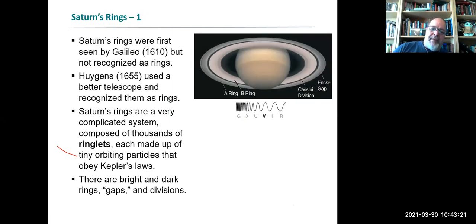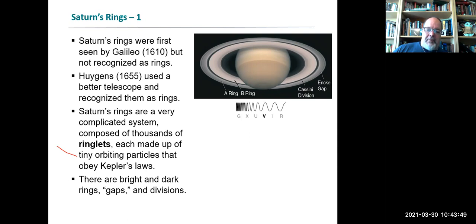Saturn's rings were first seen by Galileo in 1610, but not recognized as rings for a long time. In fact, it wasn't until Maxwell, I think, died in 1855, 1835, somewhere around that era. But he was the one that actually showed that they couldn't be solid objects. They couldn't be ears or whatever that Galileo called them. He showed that they had to be individual particles. Huygens in 1655 used a better telescope and recognized them as rings.